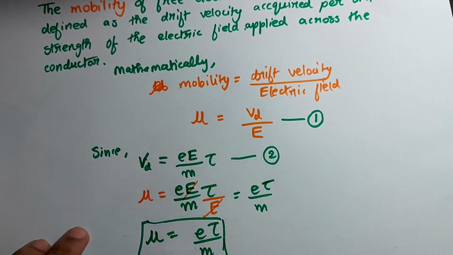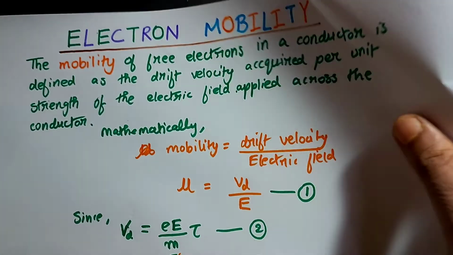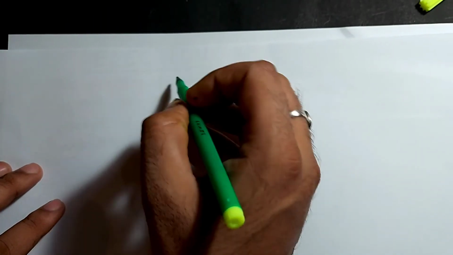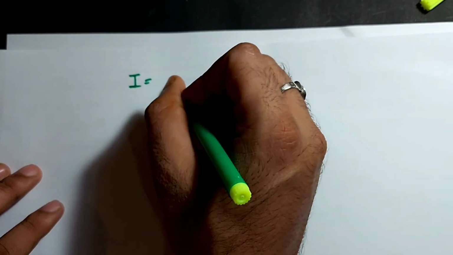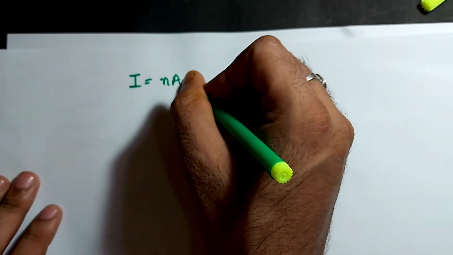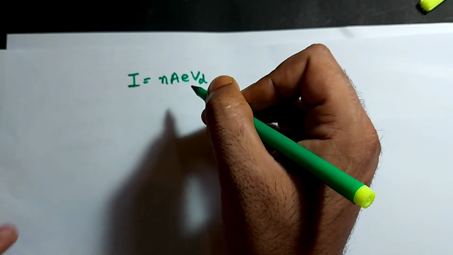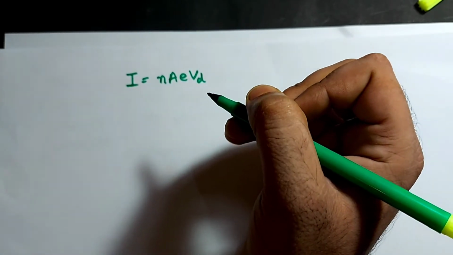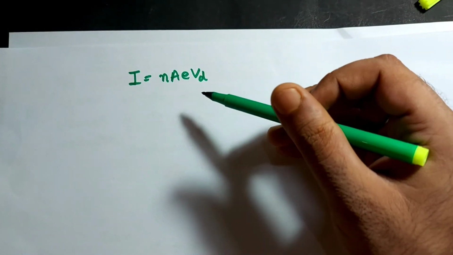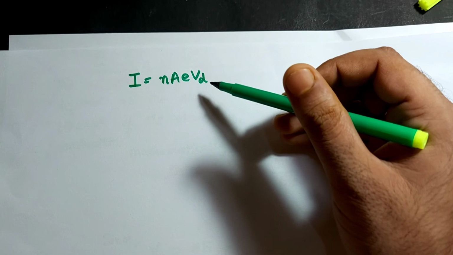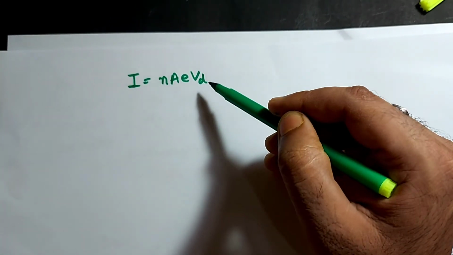We can also express this in terms of current. How? We have derived the expression I is equal to nAe Vd. In the previous lecture videos, I have derived I is equal to nAe Vd. I will provide the link of this derivation in the description box.